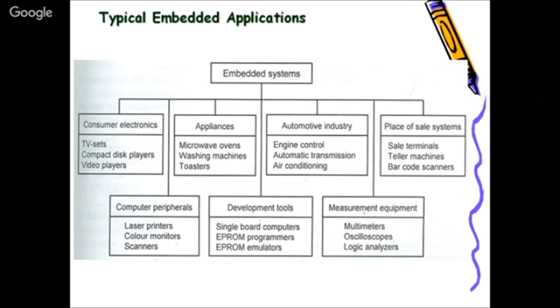So whether it is consumer electronics or appliances, the automotive industry, point of sale systems, computer peripherals, development tools, everywhere these are now measurement equipment. These days your oscilloscopes and logic analyzers are high-end, becoming very, very intelligent. They interact with the user, capture your data and your signal, do some signal processing as well, and allow for some math functionality also.